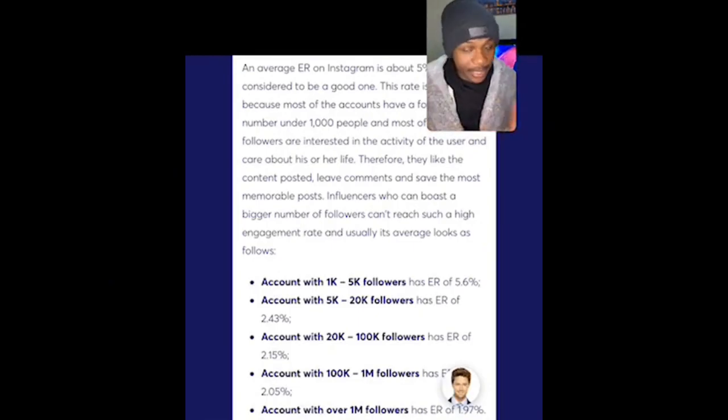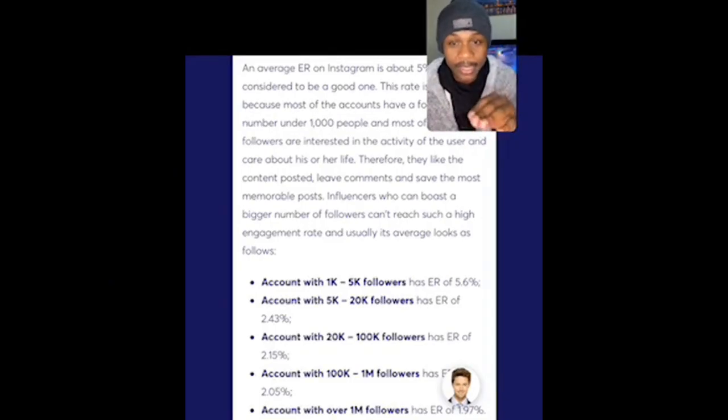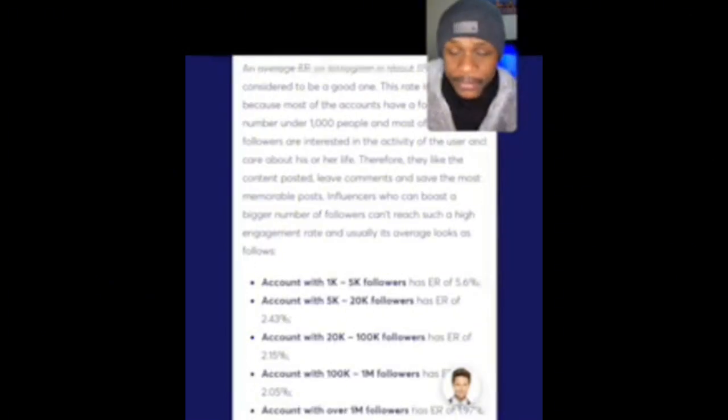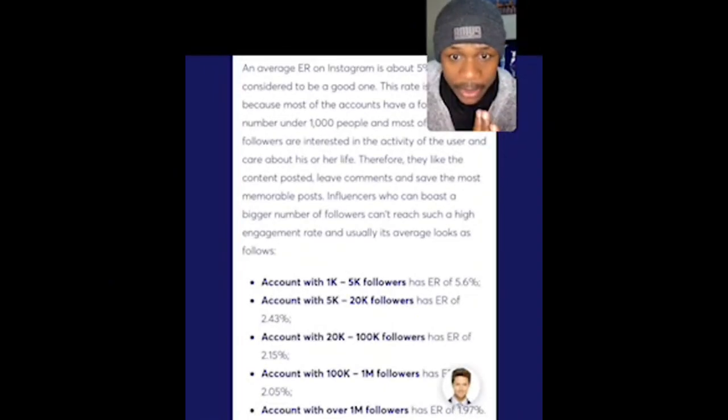If this makes sense to you guys, it's fine. But I'm gonna explain, I'm gonna go deep. This is just how it's supposed to be, right? If you have an ER of 4 and you have 1K followers, that's good. That's almost the one that requires like 5.6.